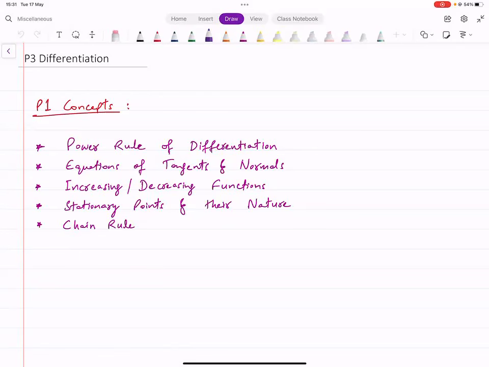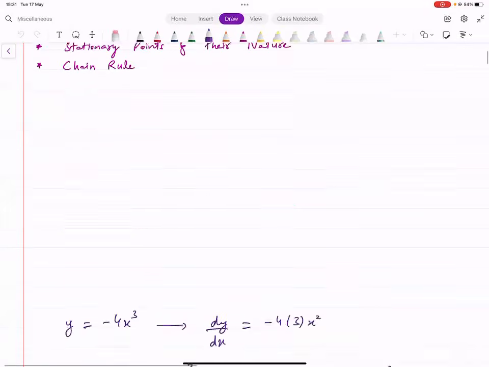So you should know all the concepts. For example, you need to know about the power rule of differentiation, equations of tangents. How do you find the equation of tangents and normals? Increasing, decreasing functions. What are they about? You need to know about them. Stationary points and their nature. How do you find those points? How do you find whether they're maximum, minimum? And also the chain rule. You should know all of these P1 concepts because they can be tested in paper 3 as well, and they are tested. Okay.